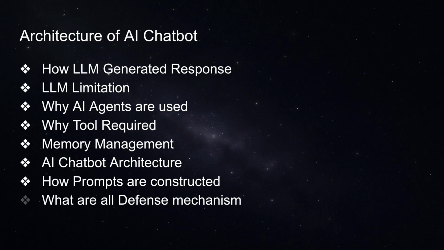Before demonstrating, before even exploiting, one should have a good understanding of how AI chatbots work, how the LLM generates a response, and what the limitations of LLMs are, which is very important to know in order to exploit and use prompt injection to extract information. Also, why AI agents are used with LLMs, why tools are required, what memory management they use within AI chatbots, the high-level AI chatbot architecture, how prompts are constructed, how the LLM sees your prompt, and what the different defense mechanisms are that AI chatbots use.